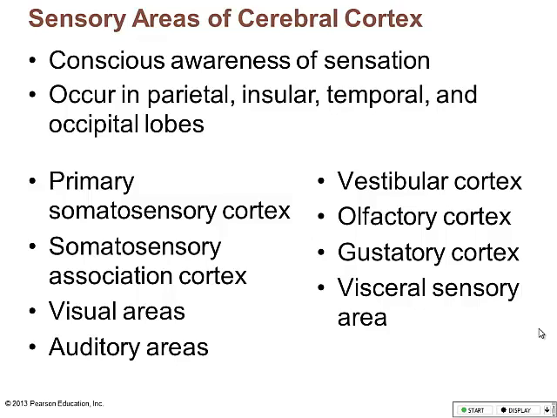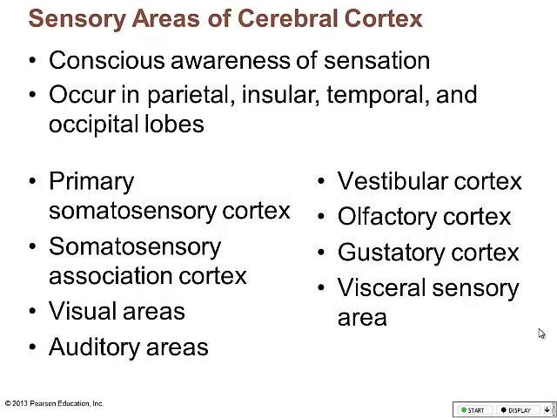So, this is conscious awareness of sensations. Somebody touching you. Light being processed. Sound waves being processed. Temperature being processed. Occurs where? Parietal lobes, insular, that inner region, temporal, occipital lobes. Some of the different areas where all of this processing is taking place. Primary somatosensory cortex, the somatosensory association cortex, that's kind of the in-between guy.